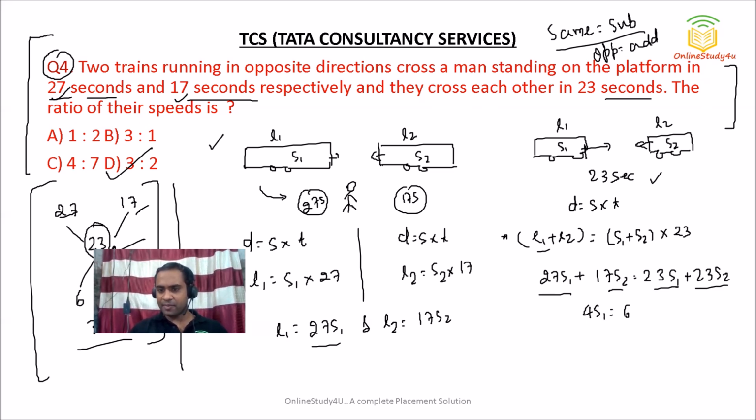If you subtract, it will become 6 S2. So S1 by S2 will be equal to 6 by 4, which is nothing but 3 by 2. So 3 by 2 means option D will be the correct answer.